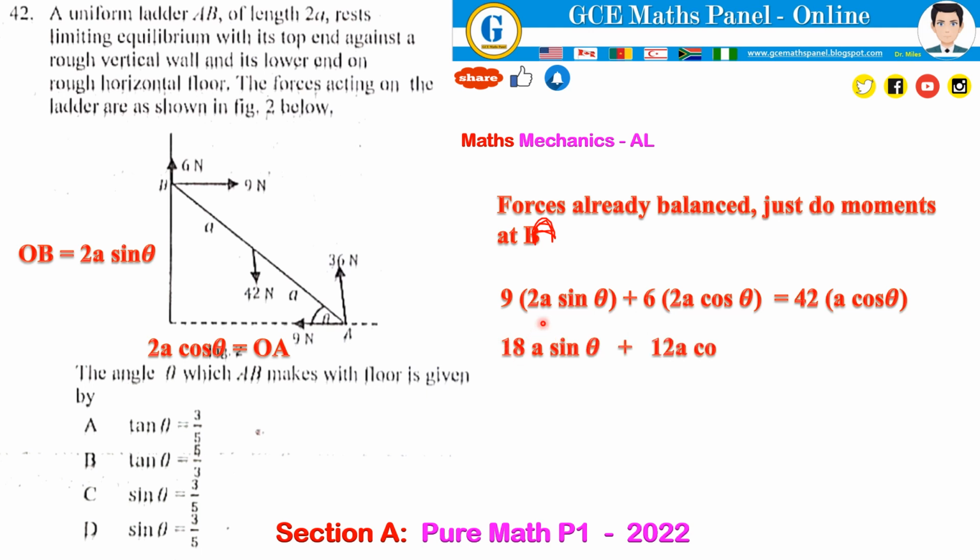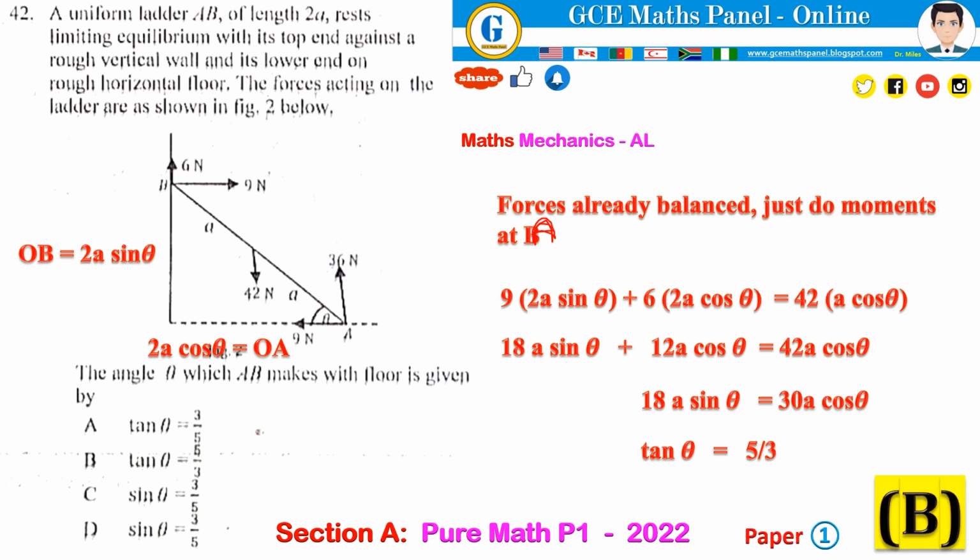Now opening out the brackets, we have 18A sine theta plus 12A cos theta equals 42A cos theta. Bring like terms together, and we'll have 18A sine theta equals 30A cos theta. Dividing both sides by cos theta, we are going to have tan theta equal to 30A on 18A, which is equal to 5 on 3. All right, so our key here is B, 5 on 3.